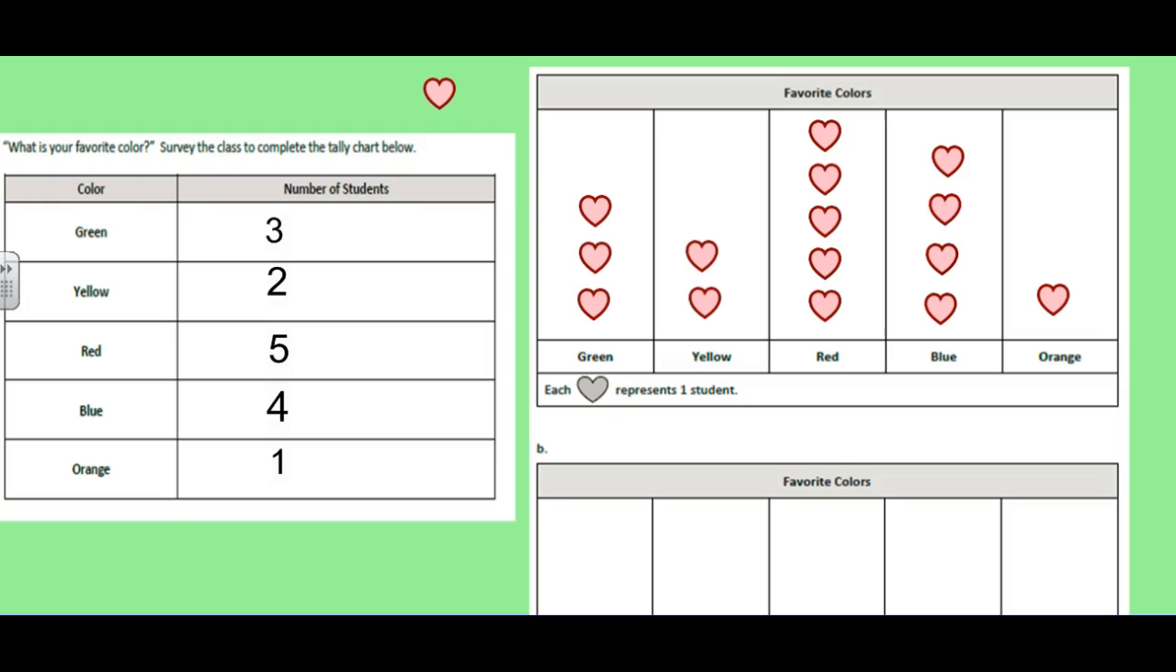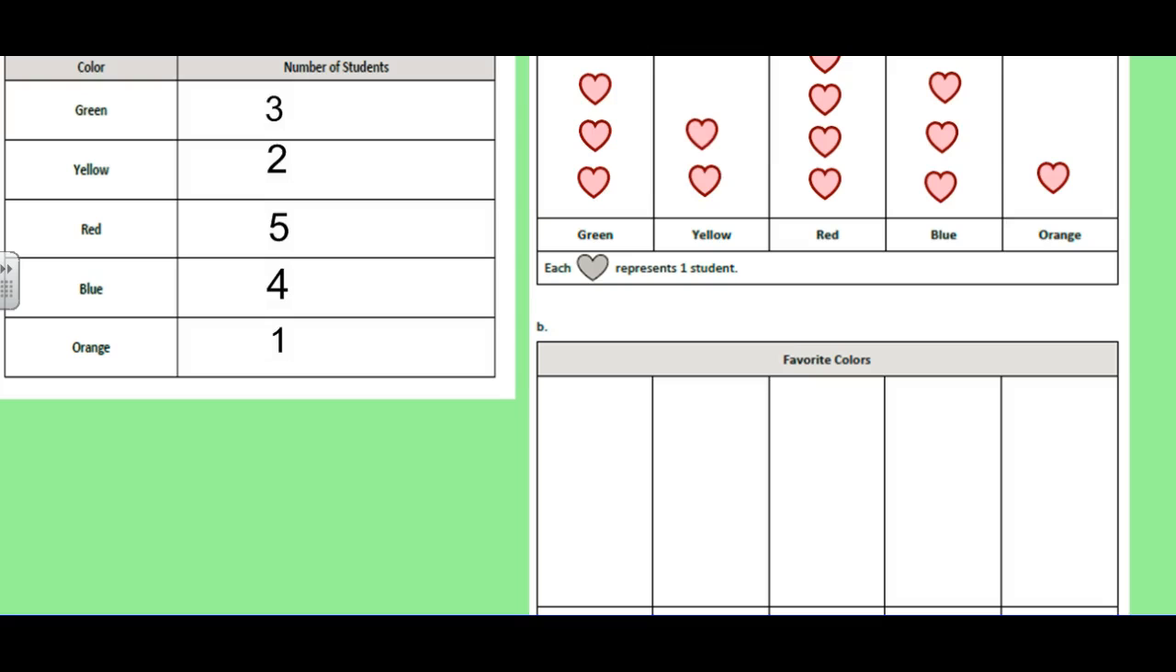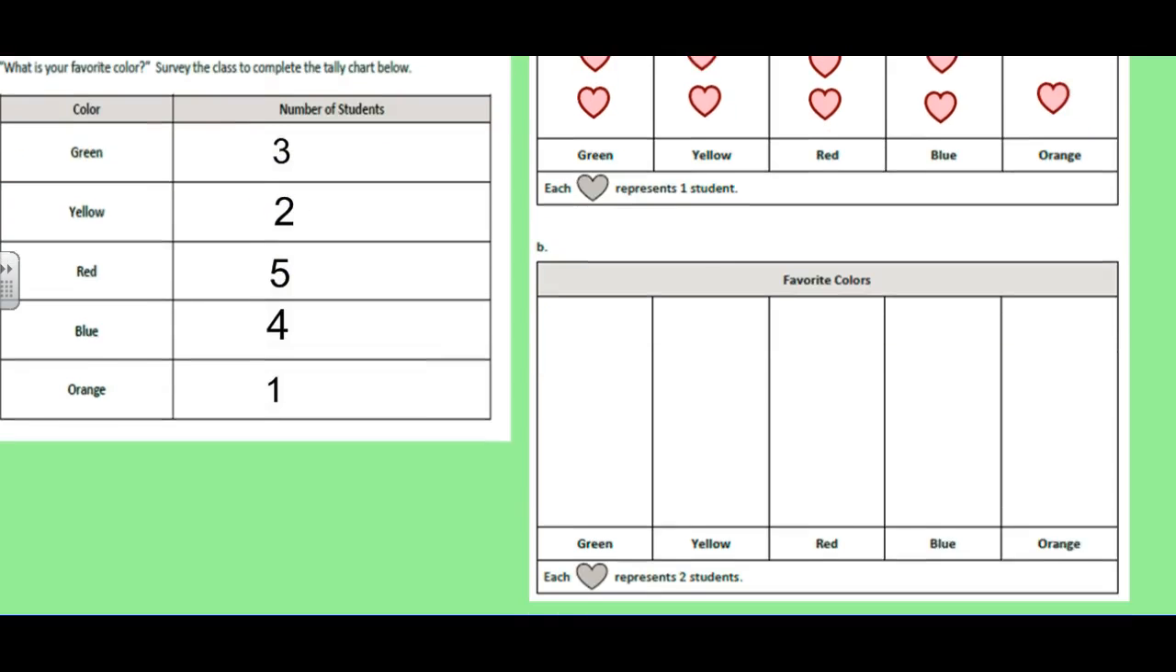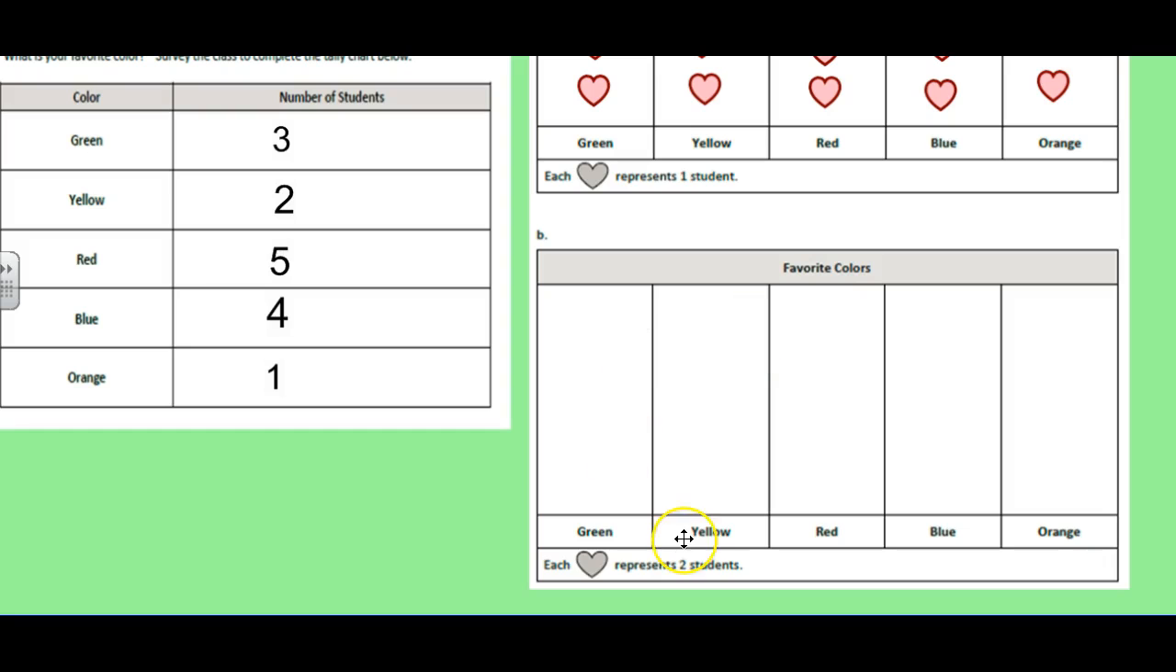So as you can see, my chart with my hearts looks exactly like my tally chart or my number chart because I have it as numbers. Because on this chart, each heart represents 1 student. So whenever we move on down to the other chart, it's going to look a little bit different because these hearts represent 2 students. So I'm going to have some half hearts because not all of my numbers are even numbers. I do have some odd numbers, so that's going to make my hearts look a little bit different on this chart, and some of your hearts may look a little bit different too because you may not have all even numbers.